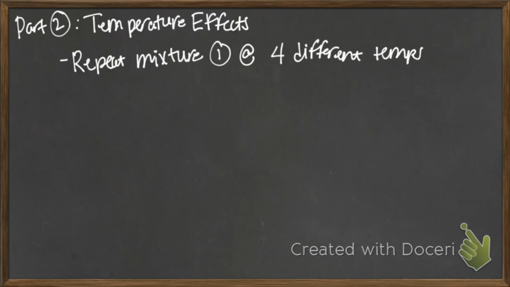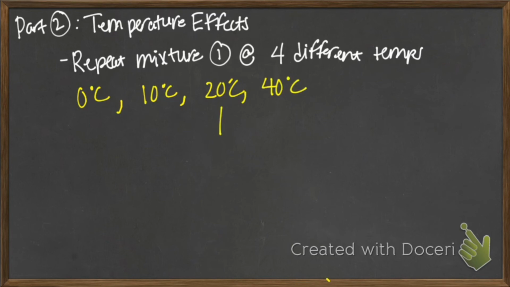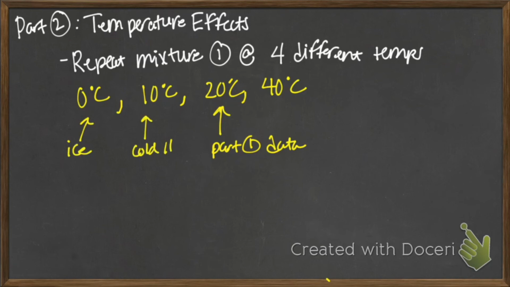So the temperatures we want around 0 degrees Celsius, around 10 degrees Celsius, around 20 degrees Celsius, and around 40 degrees Celsius. Well, room temperature should be around 20, so you can use your part 1 data for mixture 1 here. So we really have to do it 3 more times. So 0 degrees, we're going to use an ice bath. 10 degrees, we'll use a cold water bath. And 40 degrees, we'll use a hot water bath. So we'll perform our reactions at those different temperatures for mixture 1.